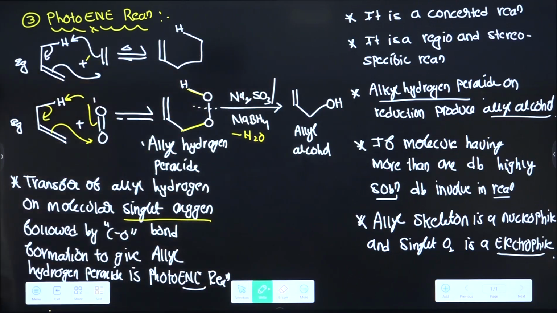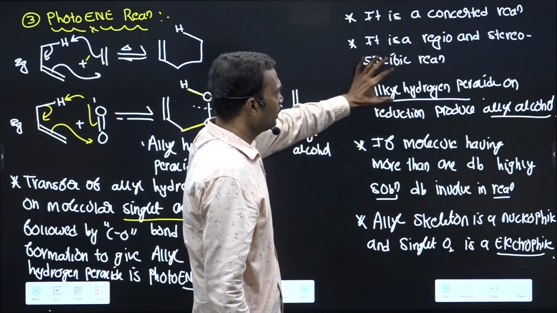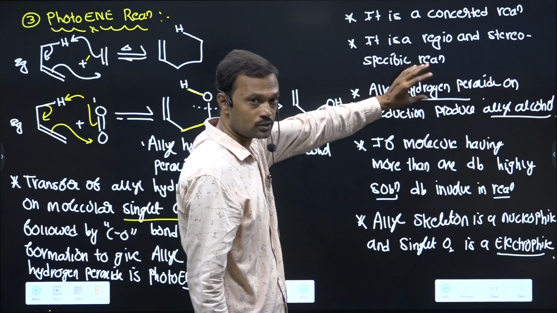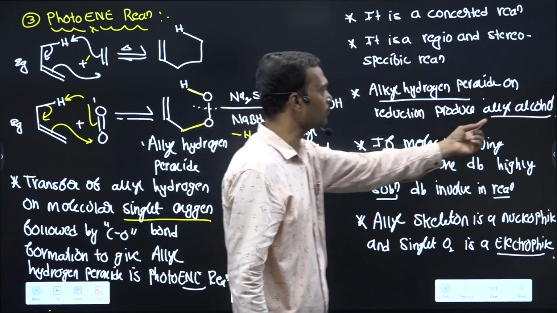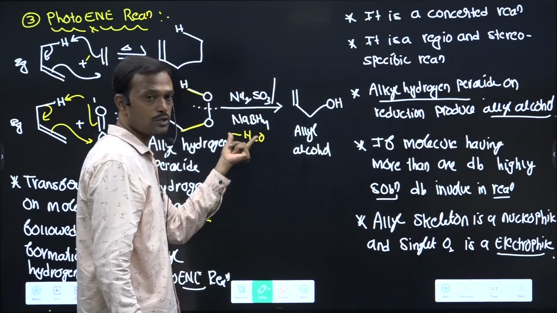These points are very important. In your examination, they will ask these points. Regio and stereo specific. The answer is alkyl hydrogen peroxide. Alkyl hydrogen peroxide can be converted to allyl alcohols by using some selective reducing agents.